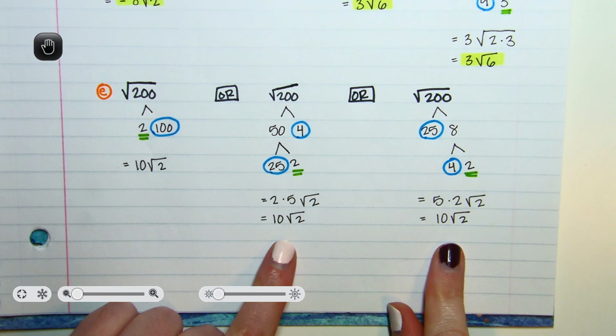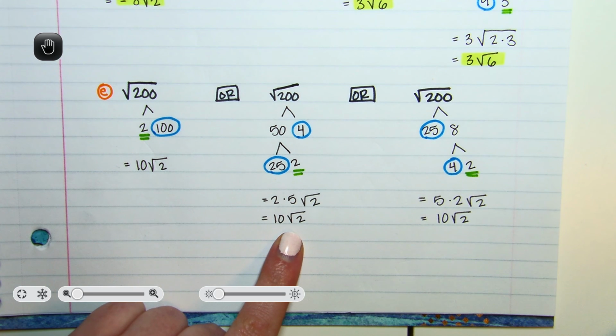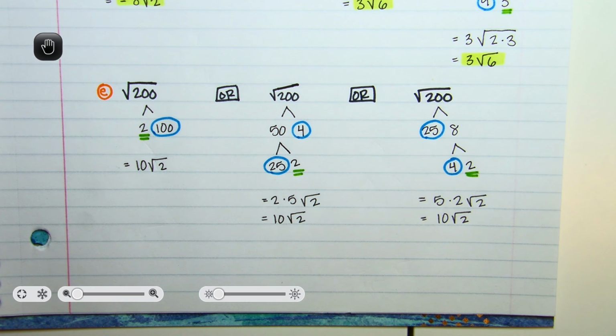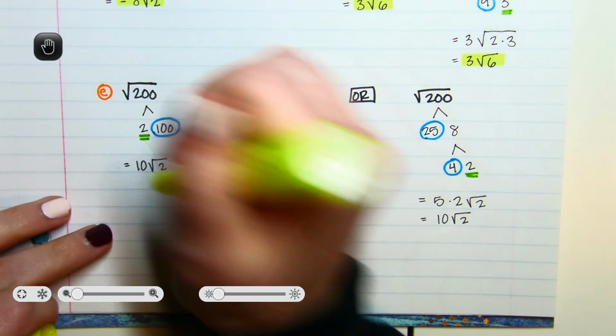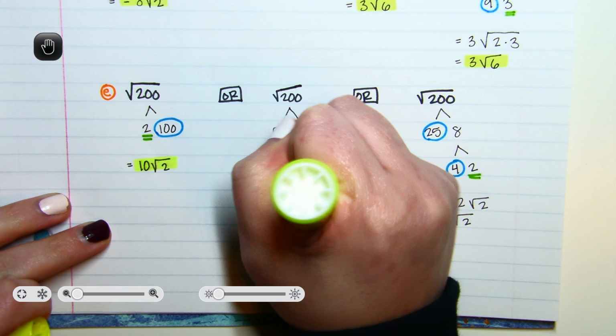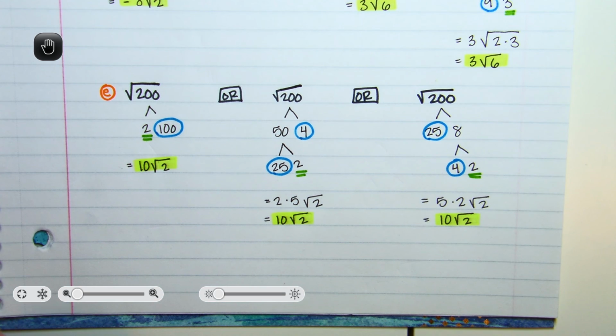And I want to point out, these last 2 options that I did are really similar. But notice I started with different numbers. This one I started with 50. This one I started with 25. But the actual tree diagram part of it that I drew looks really similar. So what you'll start to recognize when you simplify these problems is you'll start to get a better idea of recognizing what your perfect squares are within it from the get-go.